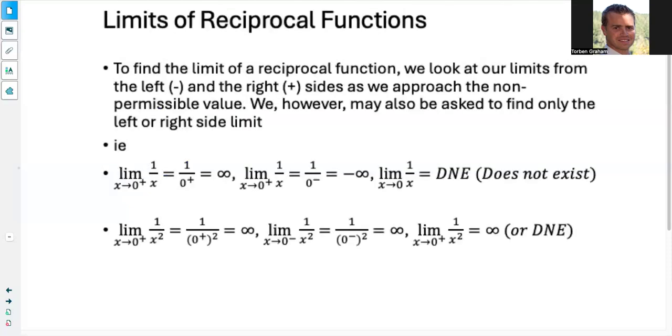Okay, so now we'll talk a bit about limits of reciprocal functions. To find the limit of a reciprocal function, we look at our limits from the left and right sides as we approach a non-permissible value. We, however, may also be asked to find only the left or right side limit.